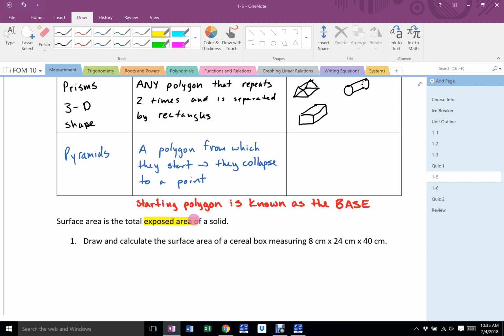Now, oh crap, we didn't draw any pyramids. They start from a shape, like a square, and then they go up to a point. Or they start from a circle, and they go up to a point. Or a triangle, or a hexagon, or an octagon. It doesn't matter. Okay, the point is they are not this shape over and over and over again, whereas these are. Everybody good? Okay.